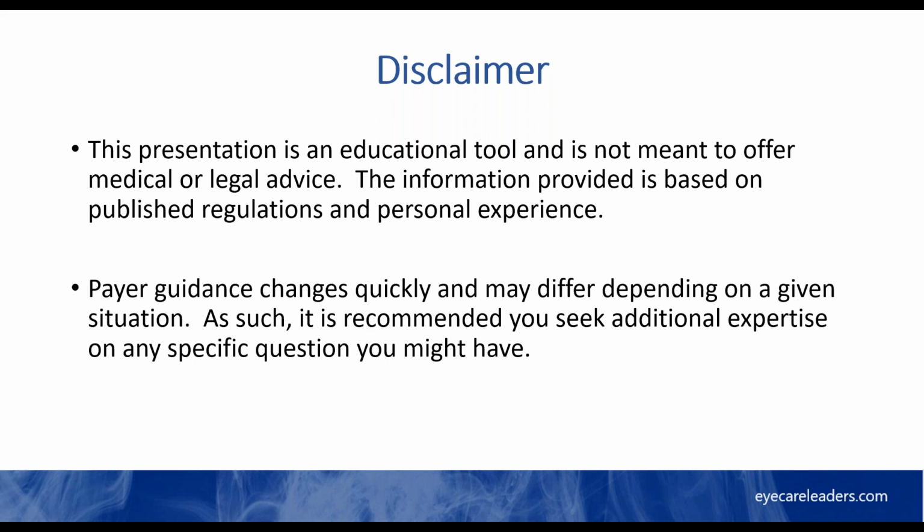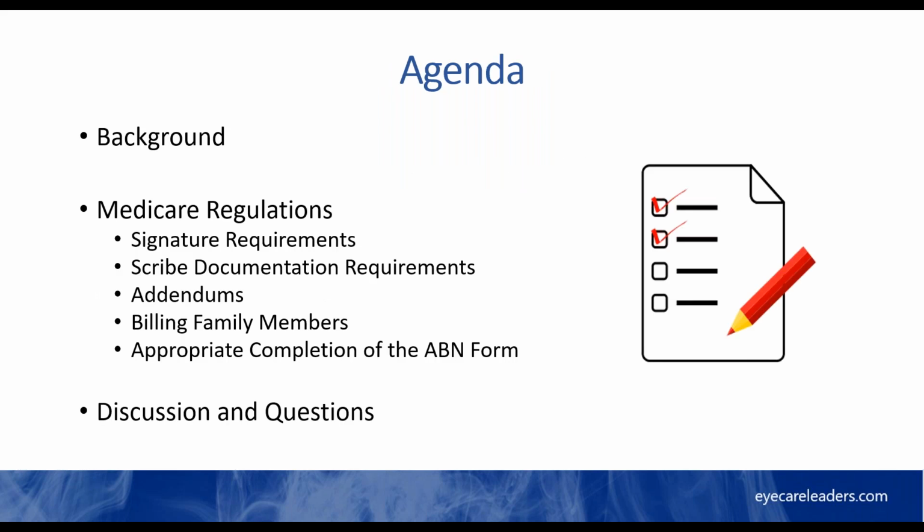So we're going to talk today about the background of how we got to these Medicare regulations. And then we're going to talk about just a few of them because of the time constraints of a webinar. We're going to talk about signature requirements and scribe documentation requirements, addendums, billing family members, and the appropriate completion of an ABN form. And I picked these 5 or 6 things because it's important in an audit that all of these things are in place.